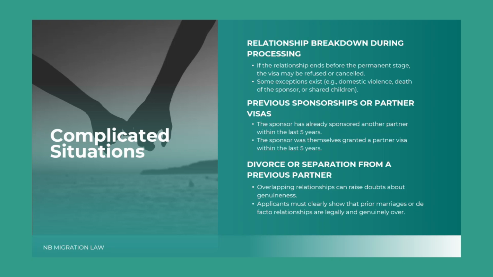So yeah, and then the second one would be the previous sponsorship or partner visa. As I've mentioned, there are two people. We do need two people in order for us to apply for a partner visa. The first one is the sponsor, and the second one is the applicant. Now, if the sponsor has already sponsored twice, well, usually the maximum is two. But if the sponsor already sponsored two times, it will be more difficult to apply for a third one.